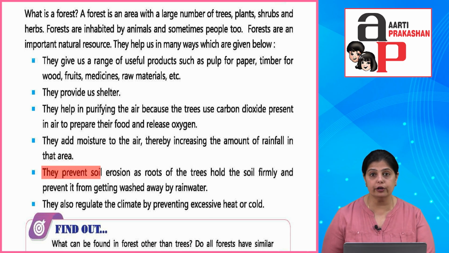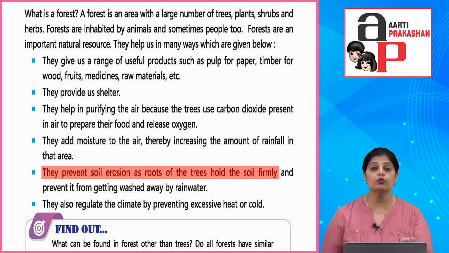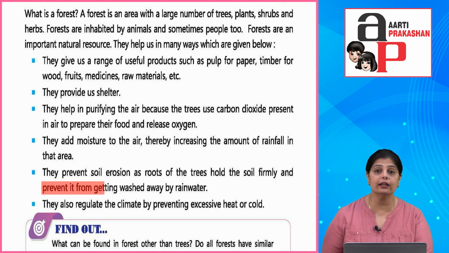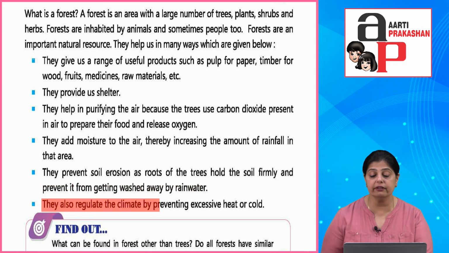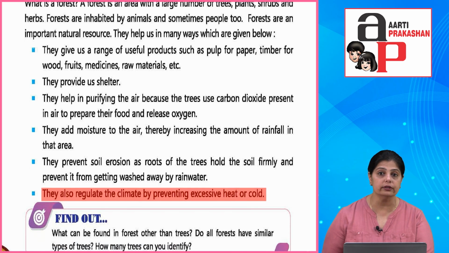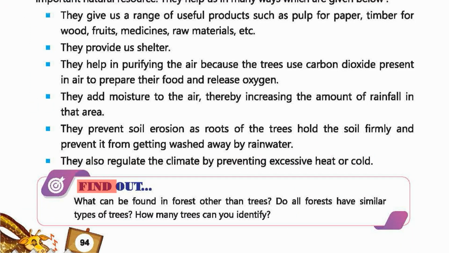They prevent soil erosion as roots of the trees hold the soil firmly. The roots of trees are so strong that they hold the soil firmly and prevent it from getting washed away by rainwater. They also regulate the climate by preventing excessive heat or cold. Okay, so now let's find out what can be found in forest other than trees. Do all forests have similar types of trees and how many trees can you identify?